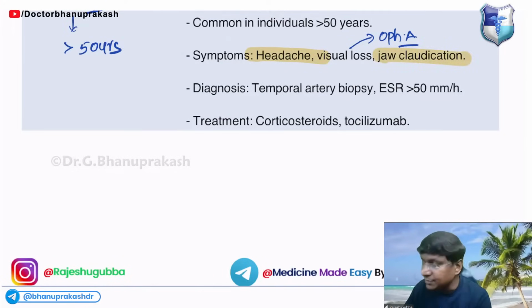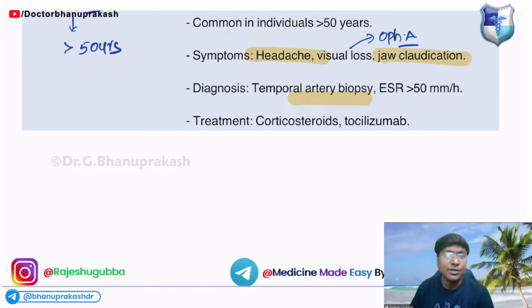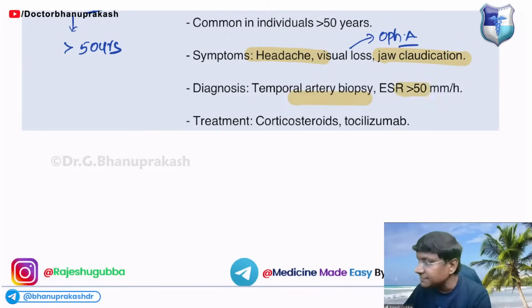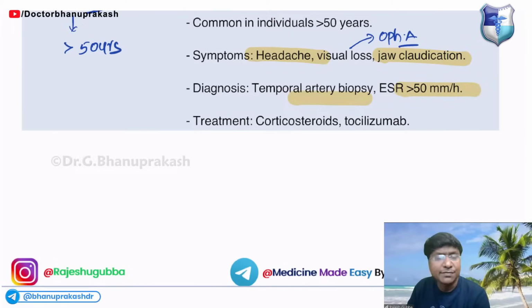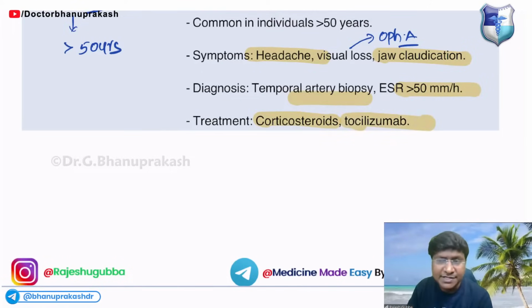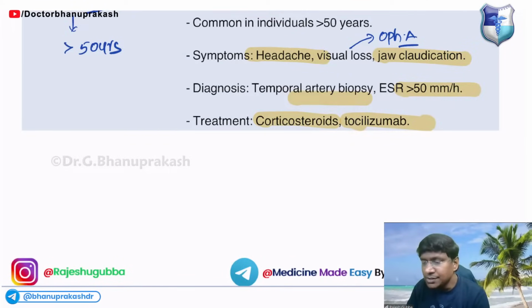And how will you confirm the diagnosis? By doing the temporal artery biopsy. When you do, you will notice that there is granulomatous inflammation. ESR is elevated, more than 50 millimeters per hour. It's an inflammatory disorder, so you need to give immunosuppressant, corticosteroid. In refractory or severe cases, you need to give tocilizumab. So these patients will have the important symptomatology in the form of headache.